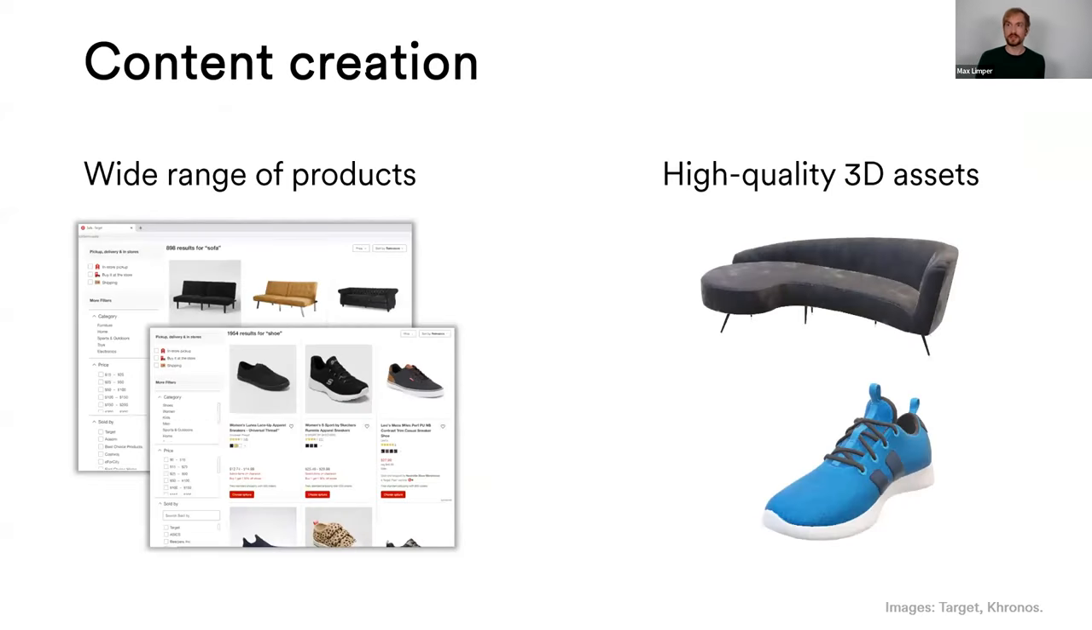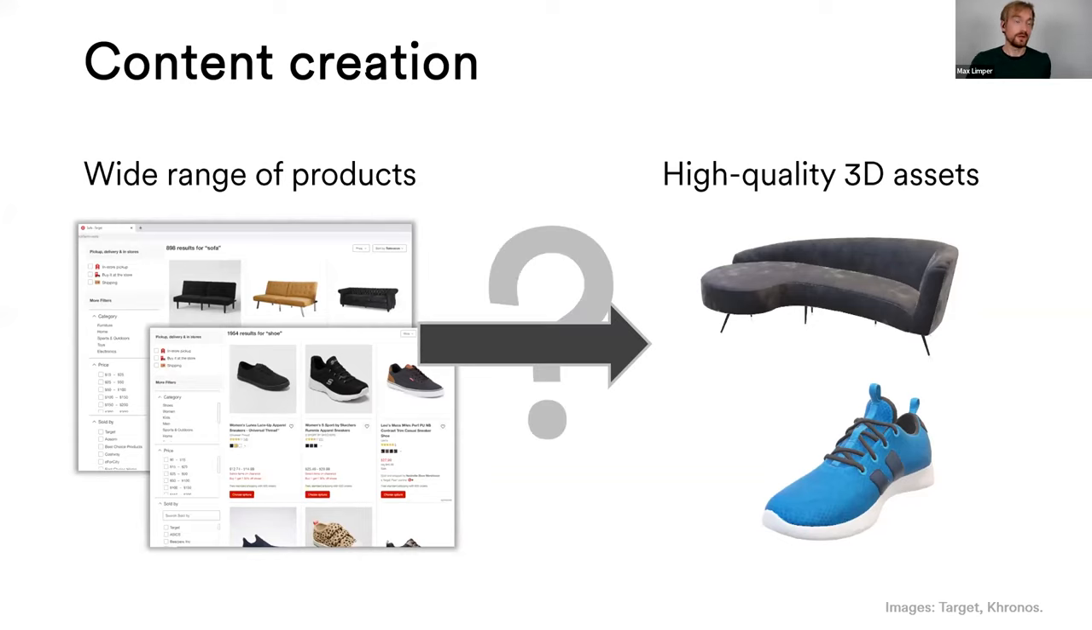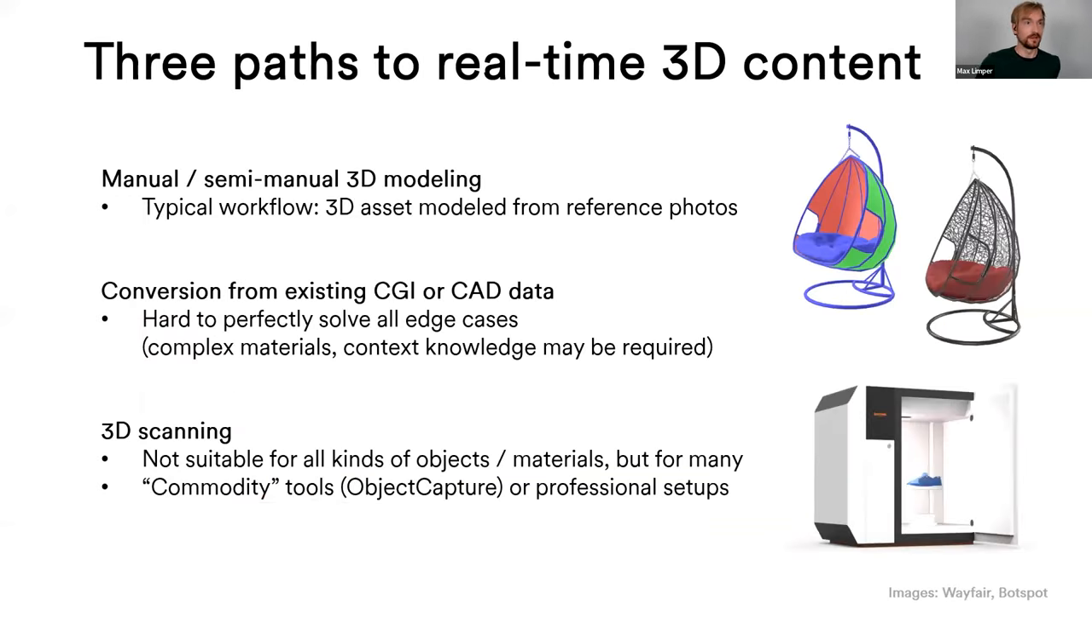So starting with the first challenge, content creation, let's just look at this example again. Let's say you have a wide range of products that you want to see in 3D, or that you want your clients to see in 3D, so that they get a better experience and that you get an increased conversion rate in your online shop and a reduced number of returns. How can you get all of these assets in the form of high quality 3D models? There are basically three different paths that lead you there. And one path is still the most typical one, the most common one, which is manual or semi-manual 3D modeling.